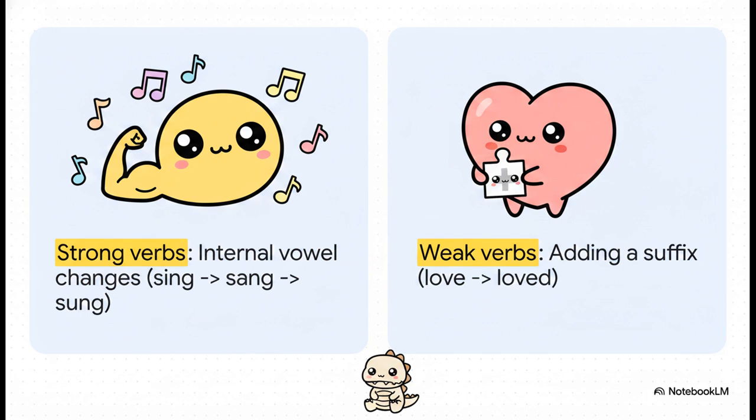Over the centuries, language naturally evolved to be simpler, and most verbs shifted over to the easier weak pattern. But the verbs we used the absolutely most, the ones essential to everyday survival, were so deeply wired into our brains that they stubbornly stayed strong. They literally fossilized into the language.